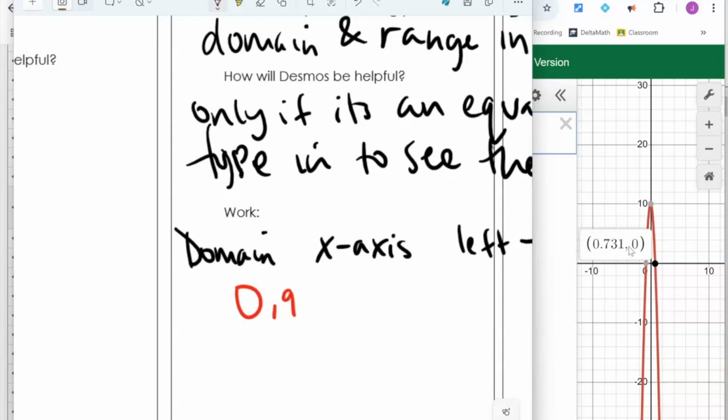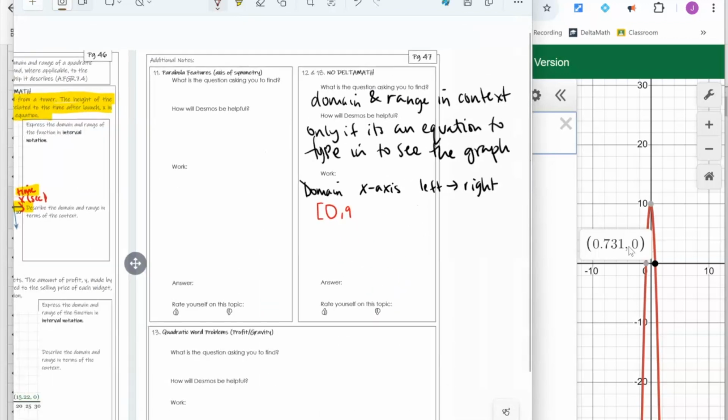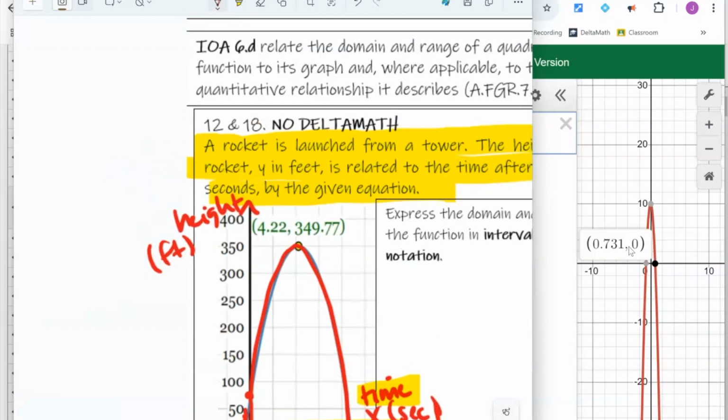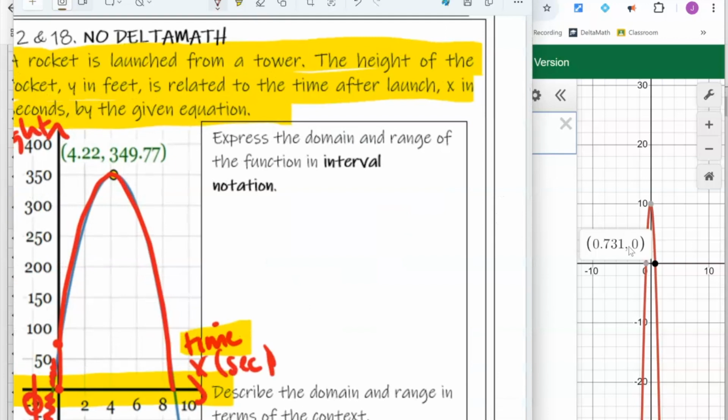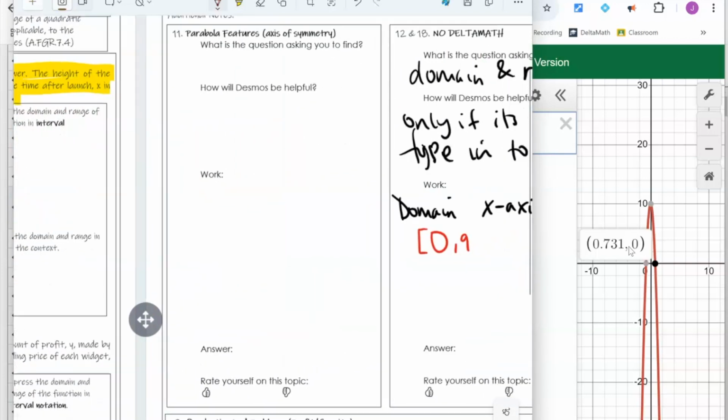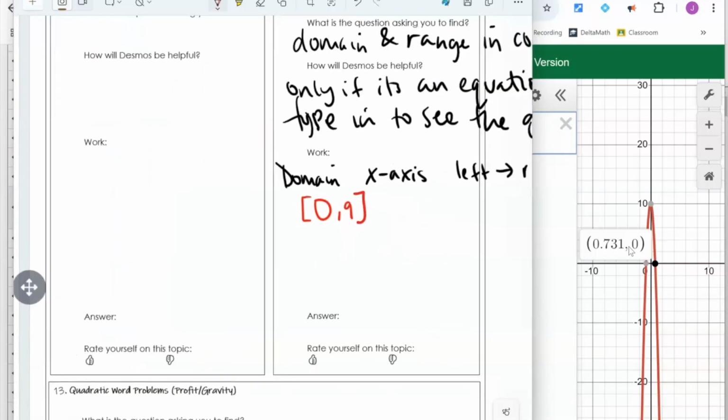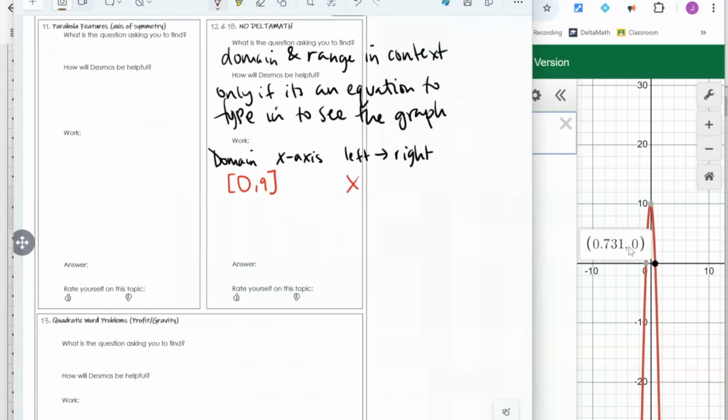Now, does it include 0? Yes, because I can have 0 seconds, and the height at 0 seconds is what? Something about 50 that looks like halfway, about 75. Okay, so yes, I can have 0. Can I have 9 seconds? Yes, because my height is 0. Okay, so boom, I can have that in that notation, or I can write it in this notation because I'm including, I put the equal sign, 0 to 9.